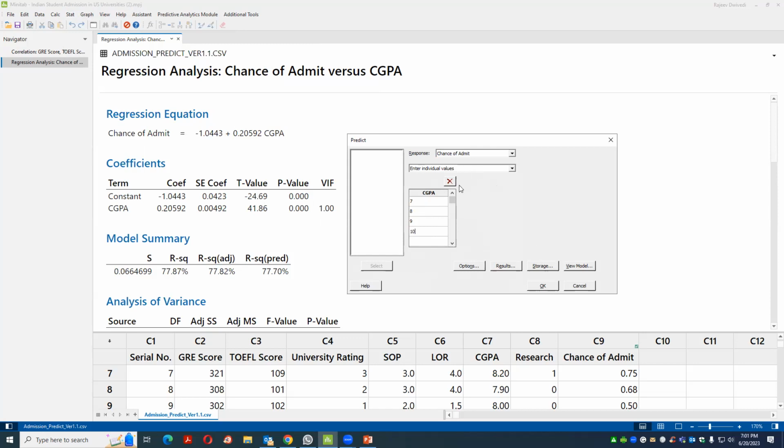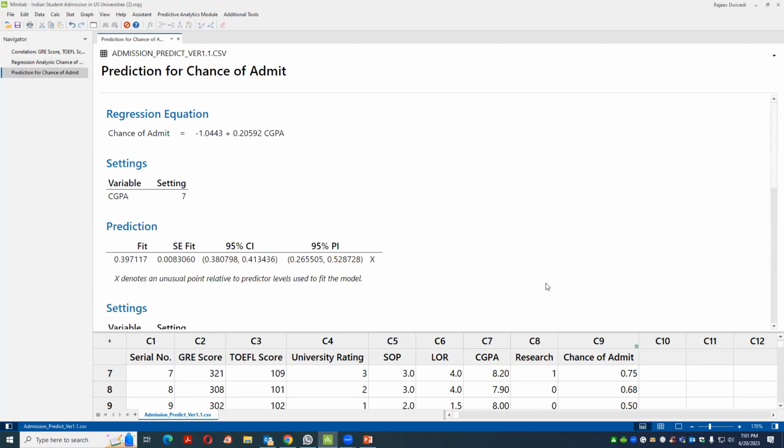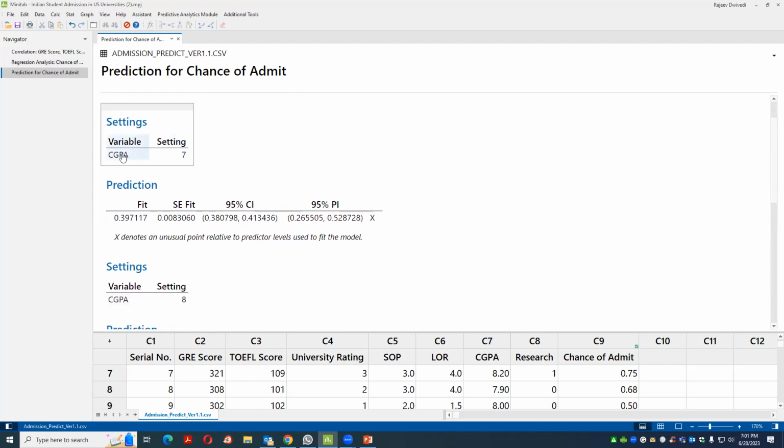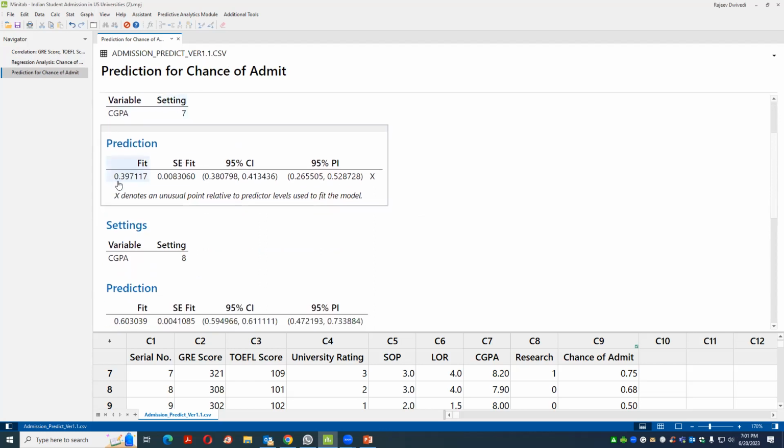This option is only available once you run the regression. If you don't run the regression model and go directly to predict, you will not get this option. First, you train your machine. This is a model. Then you can use the prediction. So before prediction, you also do the regression. Okay, let's do it. Here, the chance of admission when you have a GPA of 7.